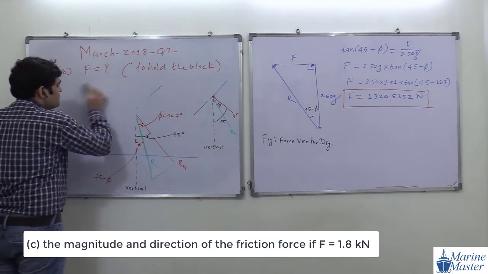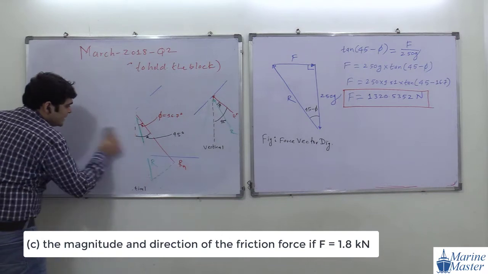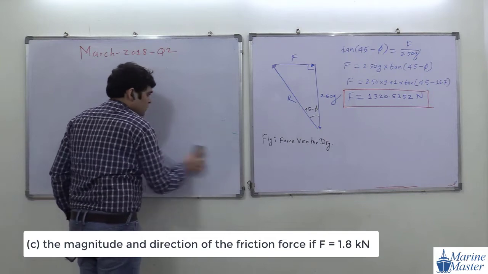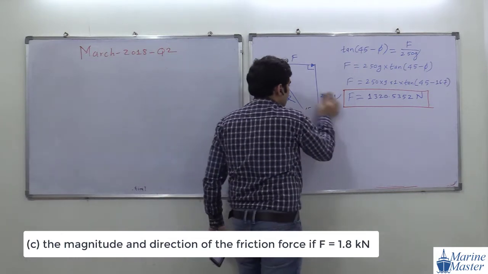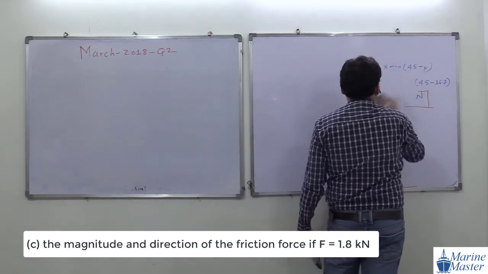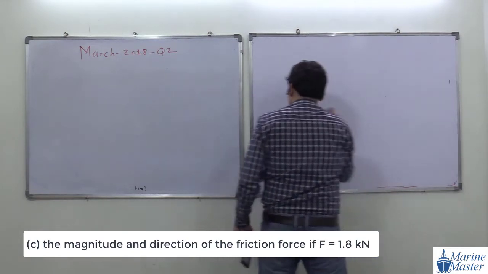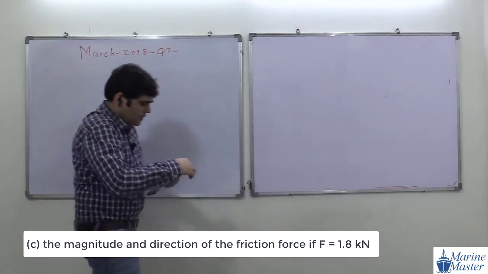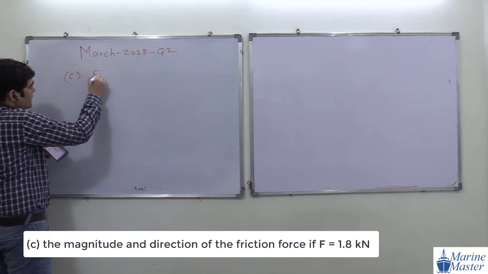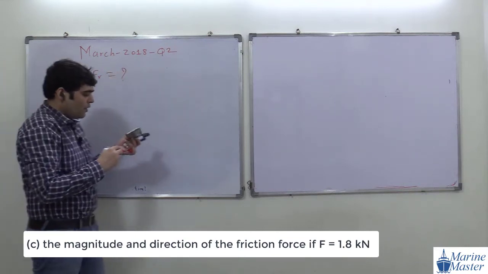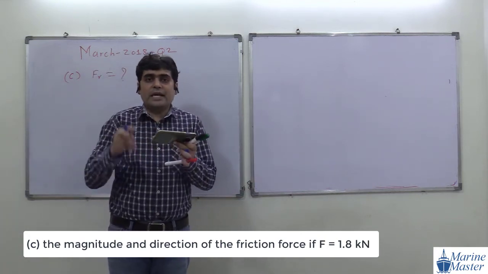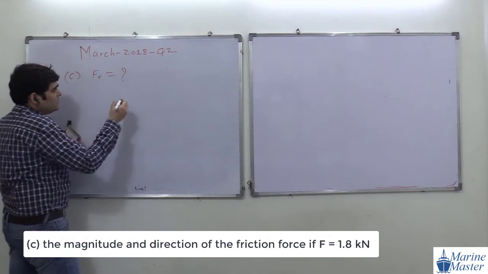Okay, try to see the C part. C part is again quite interesting compared to A part and B part. Okay, see the scenario here. So now guys, what are they asking us in C part? We have to find out friction force. How much value of F is given?